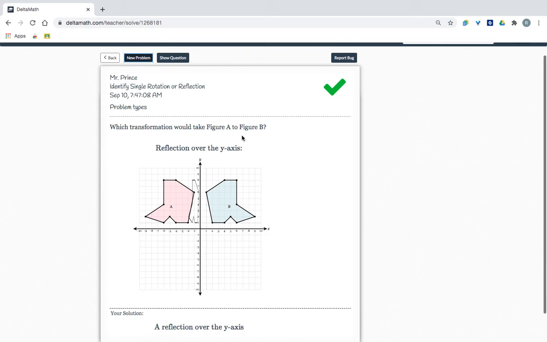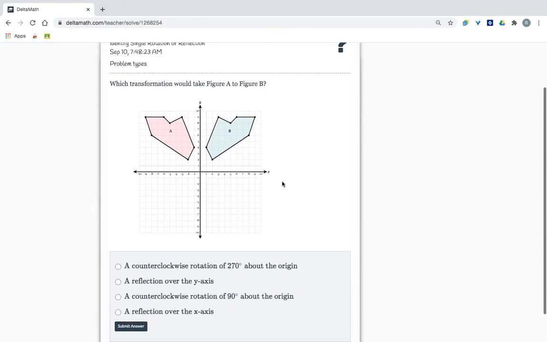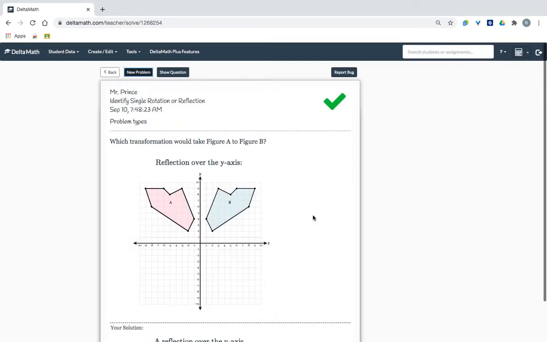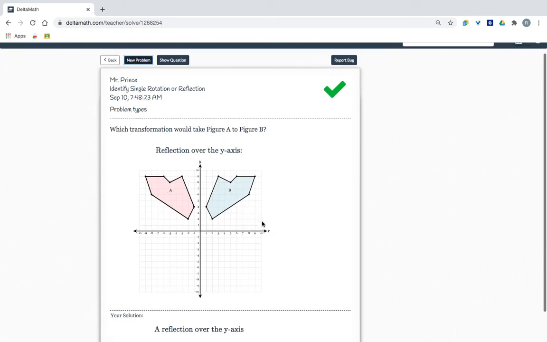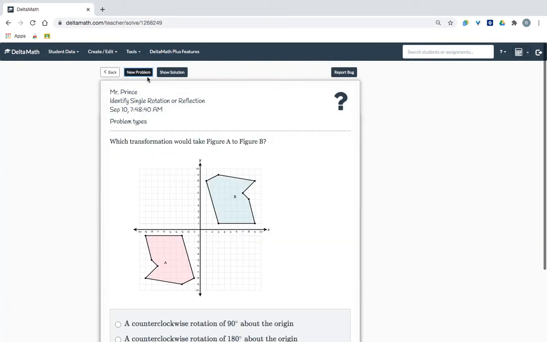Alright, so that was pretty simple. When you get the animation, it shows you that. New problem. Well, it's another one. It's just reflection over the y-axis. Let's just blow through that real quick. And you can see the reflections are going to be pretty easy. What I'm really hoping is we get some rotations in here.